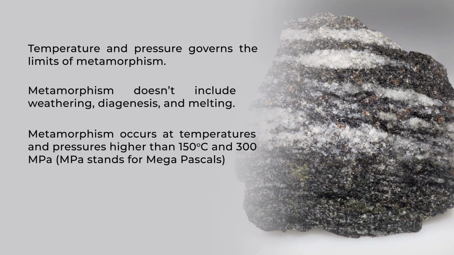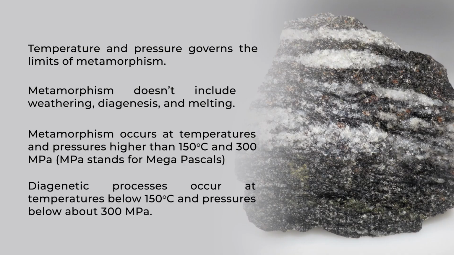Metamorphism occurs at temperatures and pressures higher than 150 degrees centigrade and approximately 300 megapascals. And diagenetic processes occur normally below 150 degrees centigrade and pressures below 300 megapascals. So you can see that a transition is taking place from diagenetic processes to the start of metamorphism.